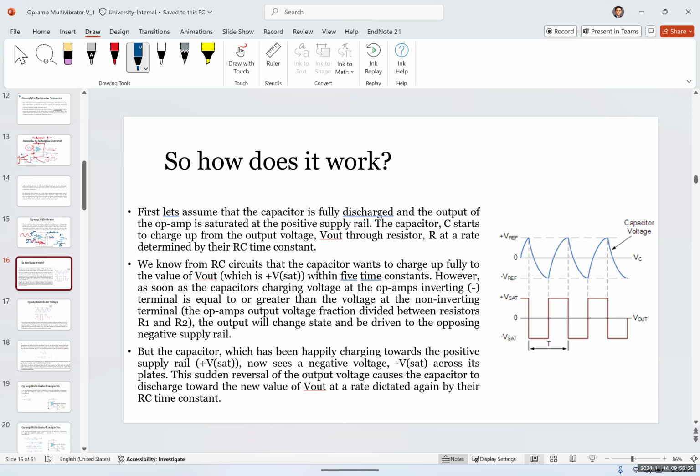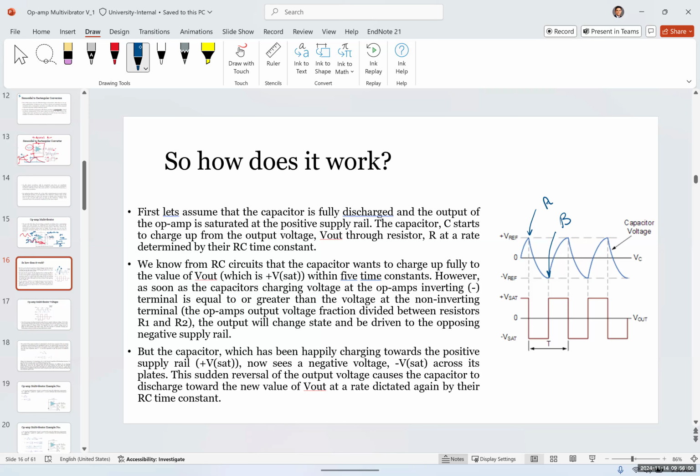Therefore, at this point, I'm going to put it point A, and at this point, the capacitor has to discharge and reach the negative voltage. And again at point B, VC is going to be less than V reference, and therefore V out would be positive V saturation. And again, the capacitor should follow that positive voltage until it's fully charged. So the input will look like this, and the output will look like this.